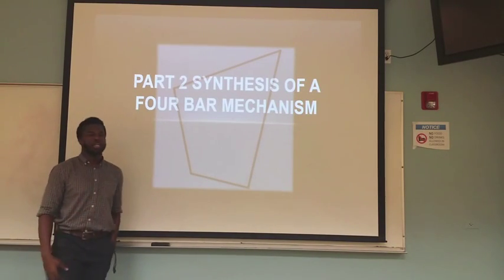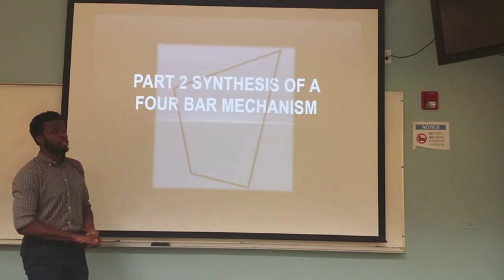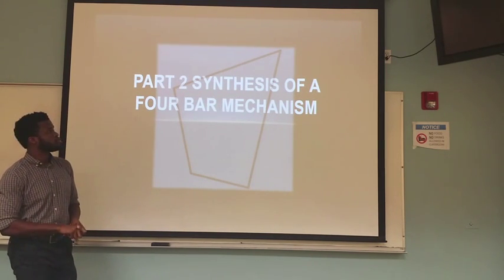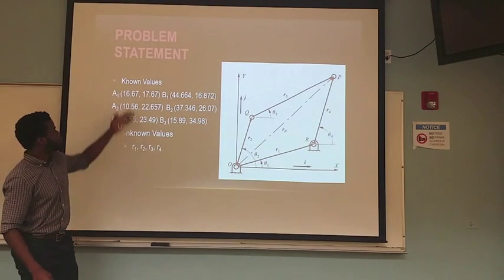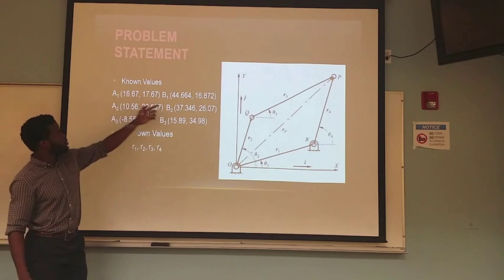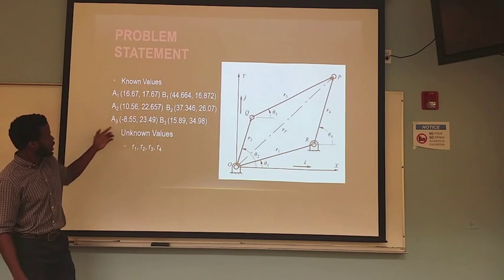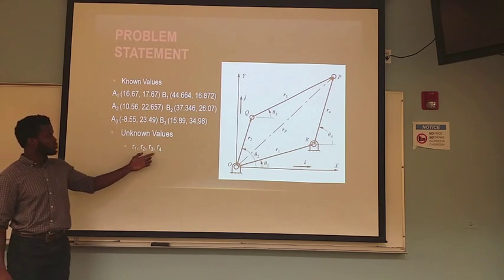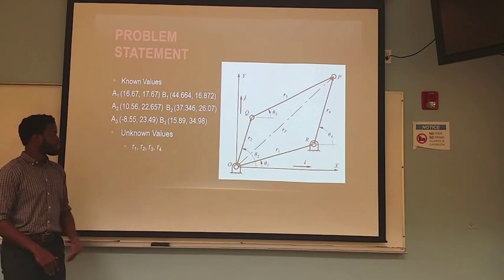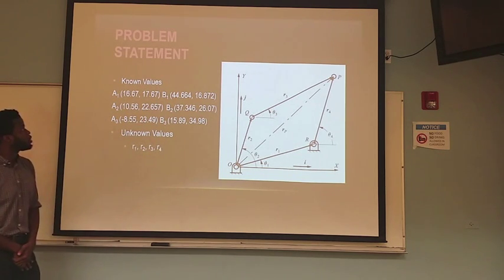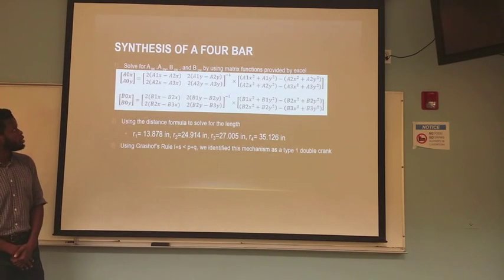Hello, my name is Jesse. I'm going to be talking about part 2, which is the synthesis of a 4-bar mechanism. First, here are the knowns we were given. We were given position 1, which is A1, B1, also position 2, and position 3. The unknown values are R1, R2, R3, and R4, but we must find the A naught and B naught in order to find these equations. So in the next slide, we'll see how our calculations are done.